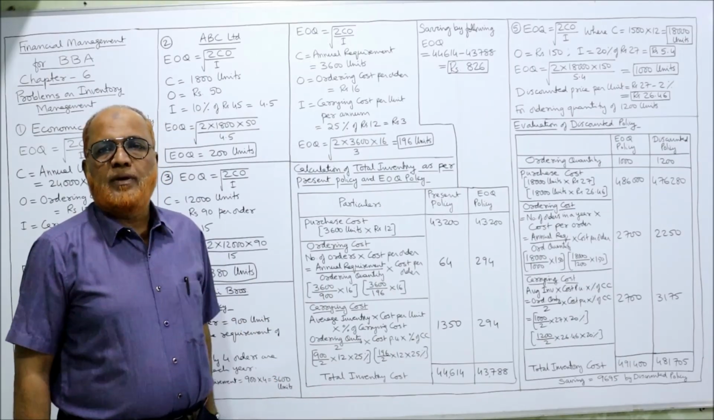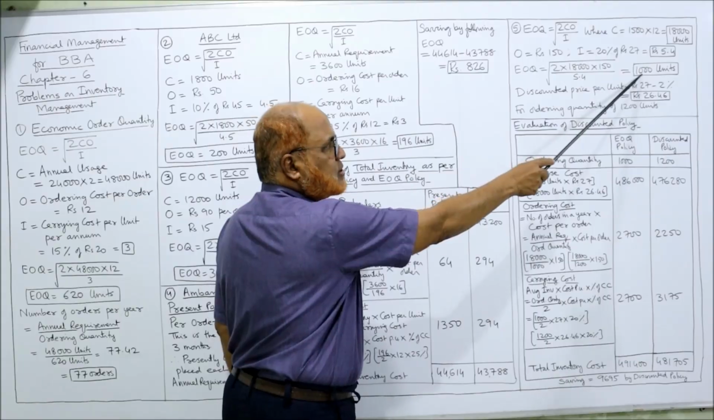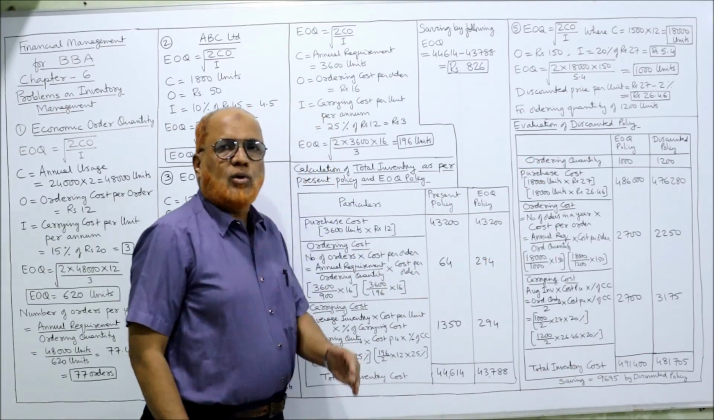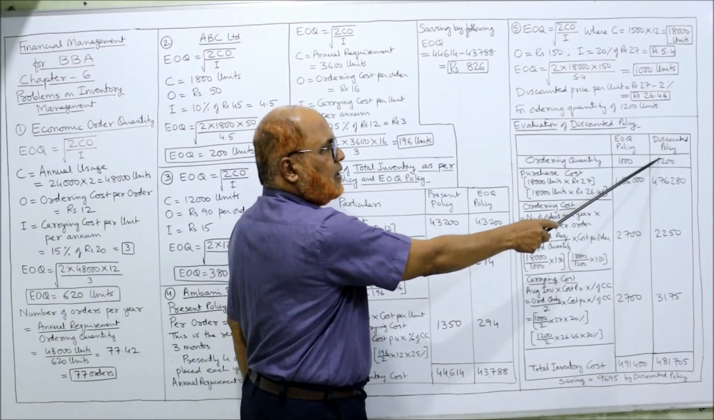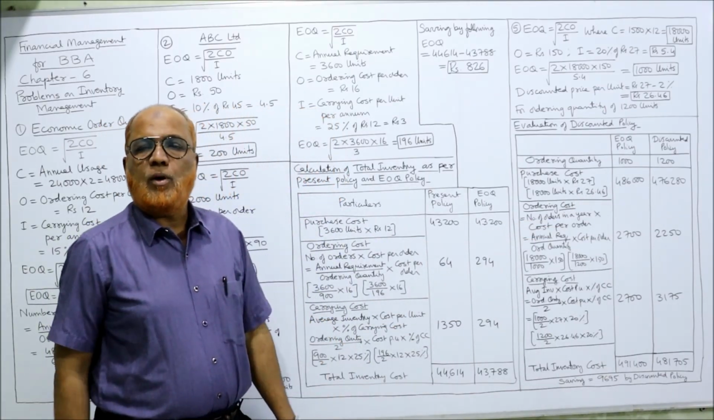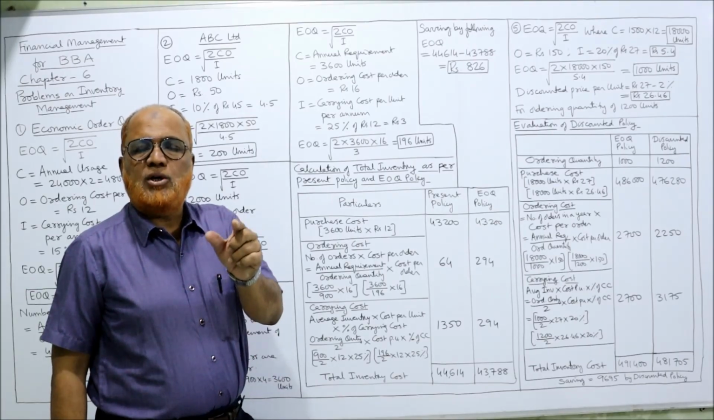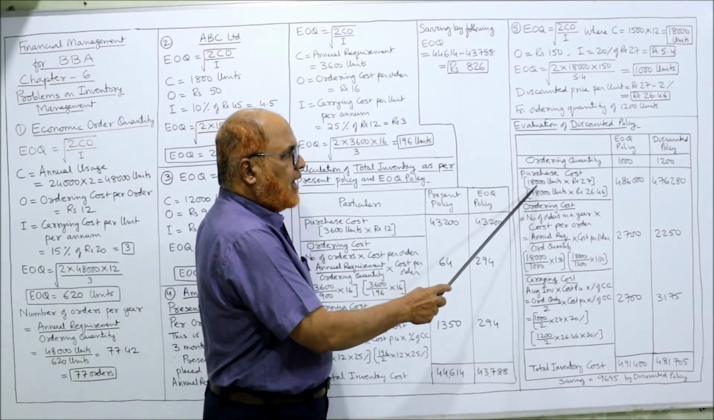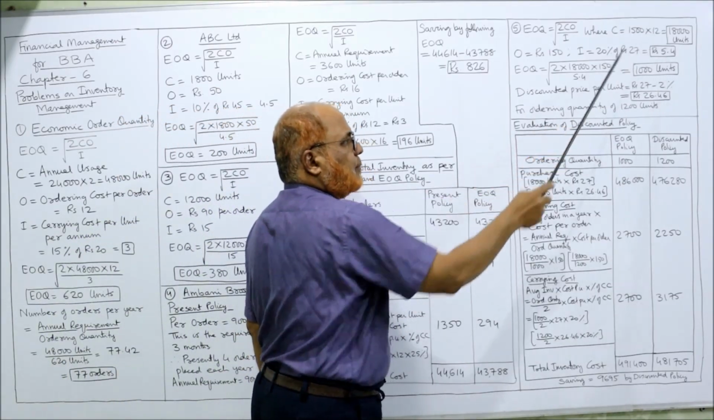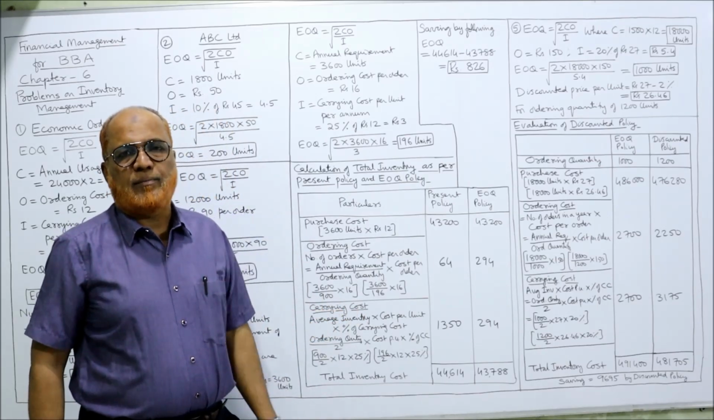Ordering quantity. According to EOQ, the ordering quantity is 1000 units. According to the discounted policy, the ordering quantity is 1200 units. That's all. Now purchase cost. Purchase cost means number of units into cost per unit. So 18,000 units we require per annum. Without discount, the price is 27.